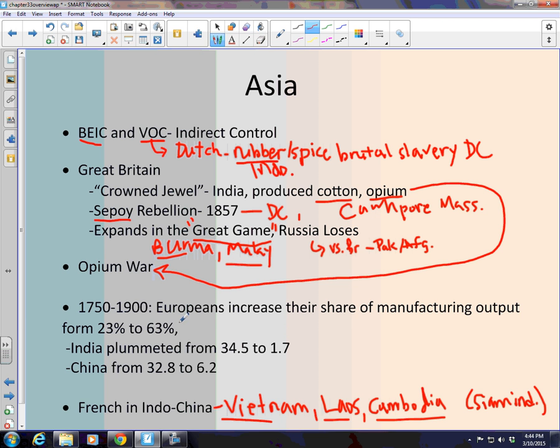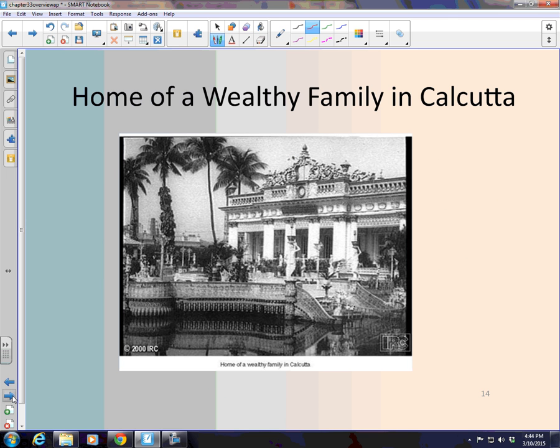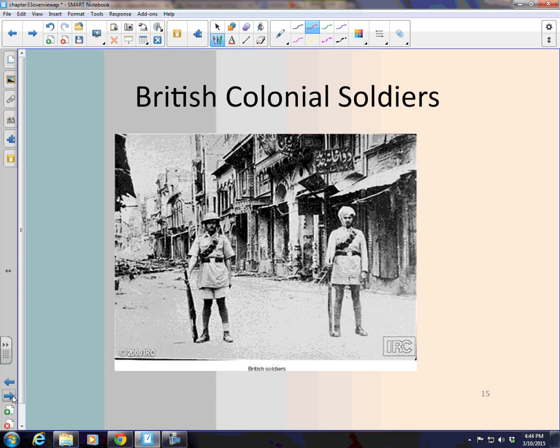From 1750 to 1900, Europeans increased their share of manufacturing output with these raw materials from 23 to 63% of the world's industrial capacity, or world's manufacturing output. India plummeted from 34 to 1.7% of industrial output, showing just how much they were losing to the British in terms of industrial capacity. And China plummeted from 32.8% to 6.2%. Here you can see a British home in Calcutta, which is what Calco is named after. These are British colonial soldiers, and this is a sepoy.